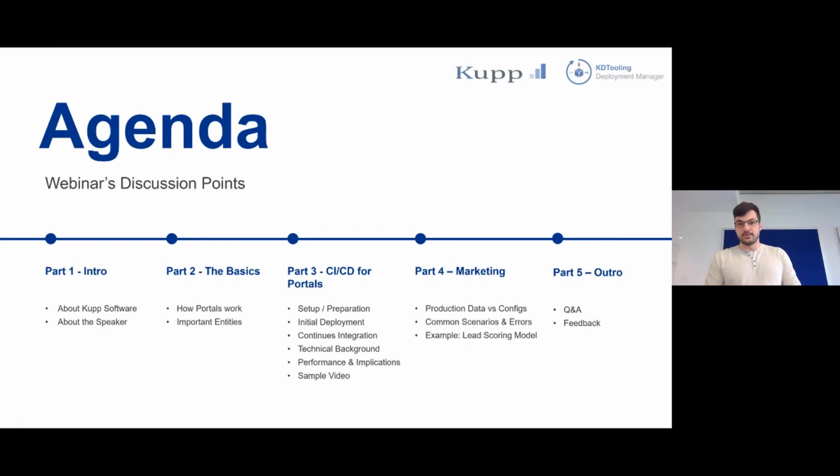And part 4 of our session is about marketing. Of course, we cannot cover all use cases here, but I would like to give you a few examples, and of course an introduction as well. For example, production data versus config, and common scenarios, and one example, the lead scrubbing model. So basically, how can we deploy the configuration of a scrubbing model from development to production without doing any steps manually? And as already mentioned, we have enough time for Q&A.